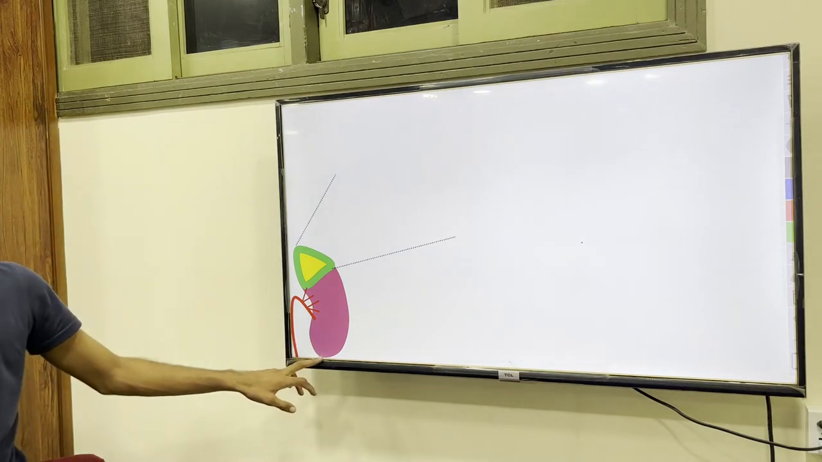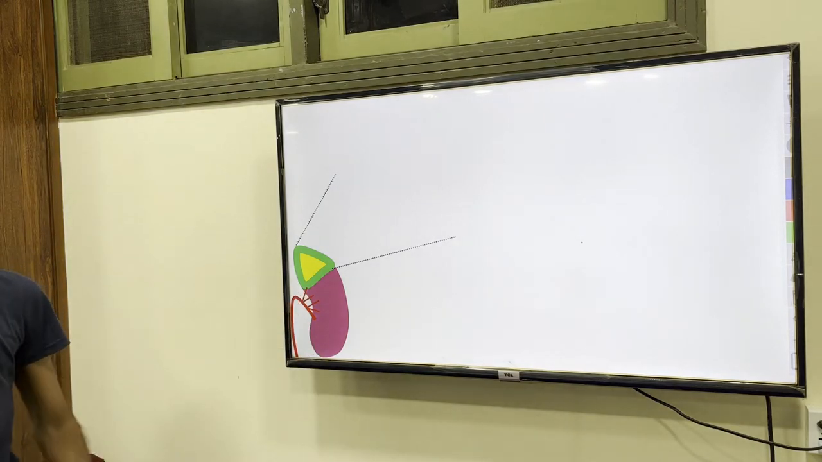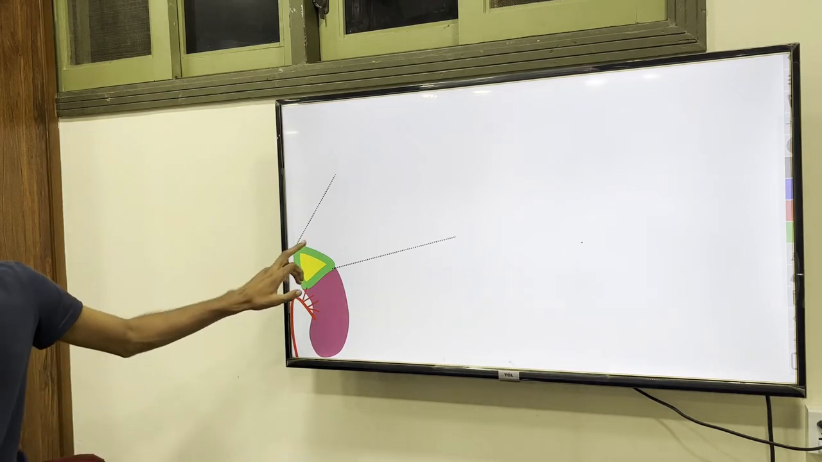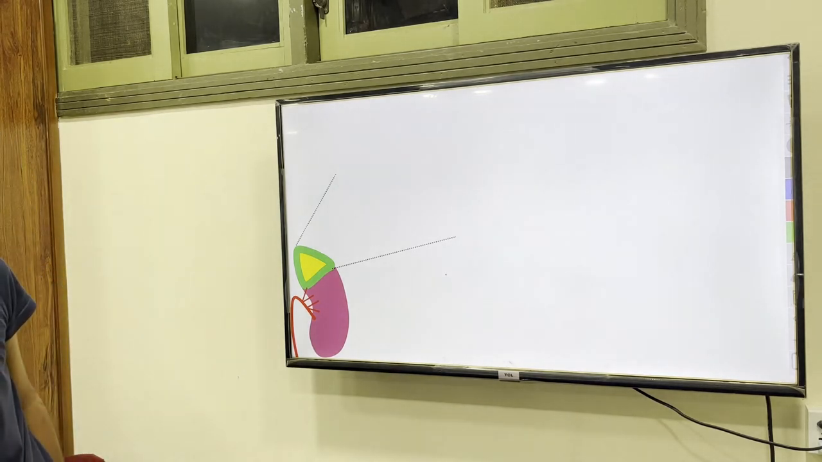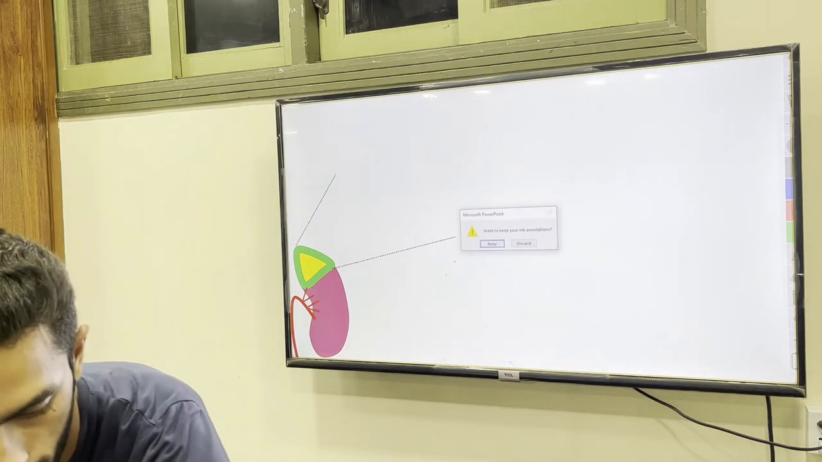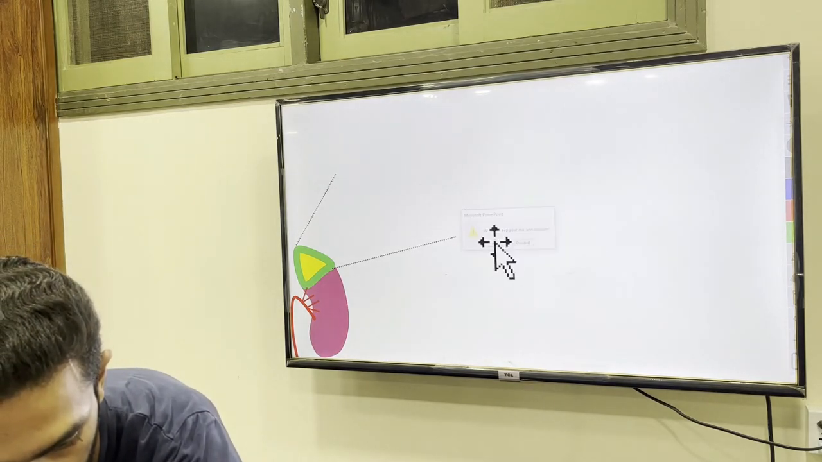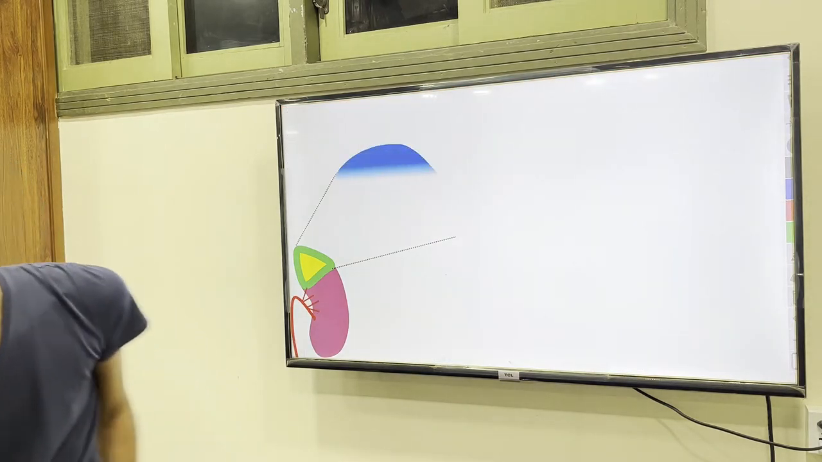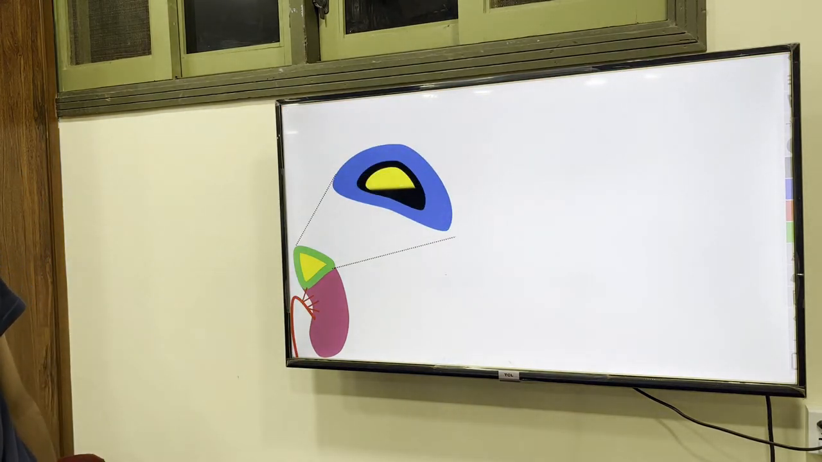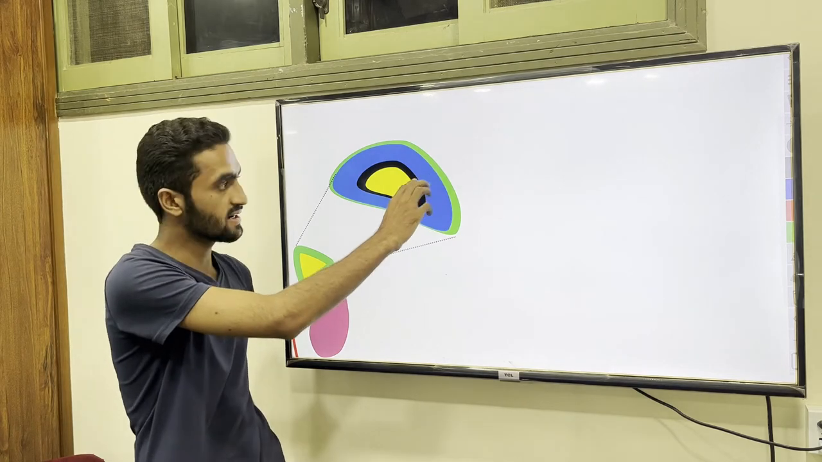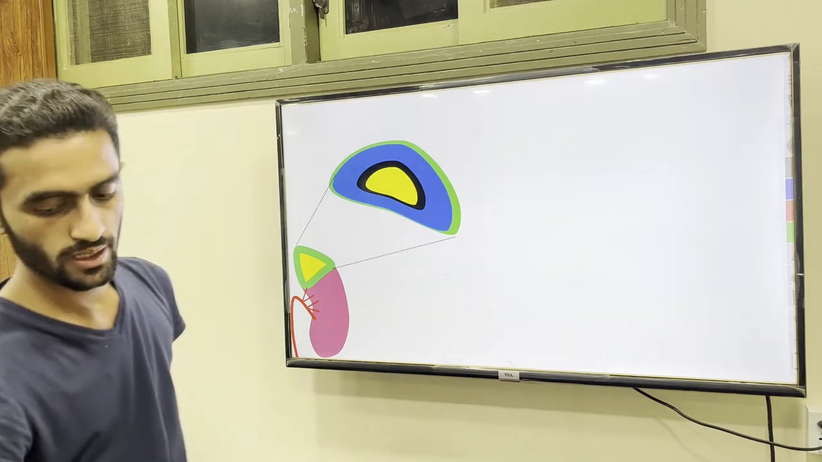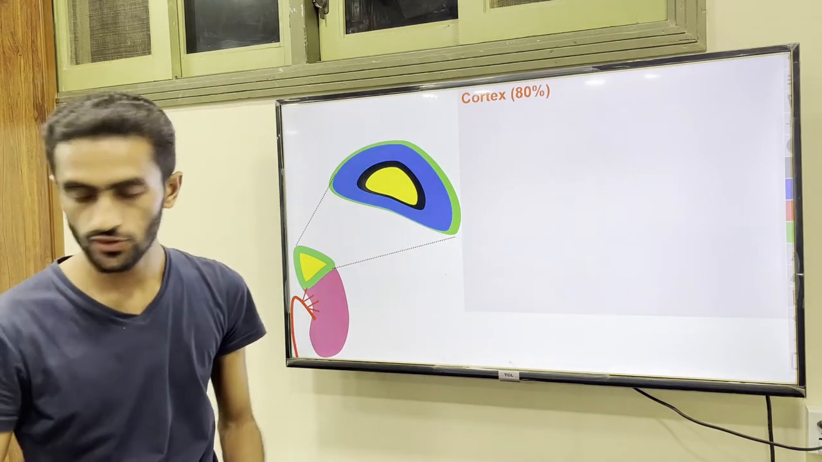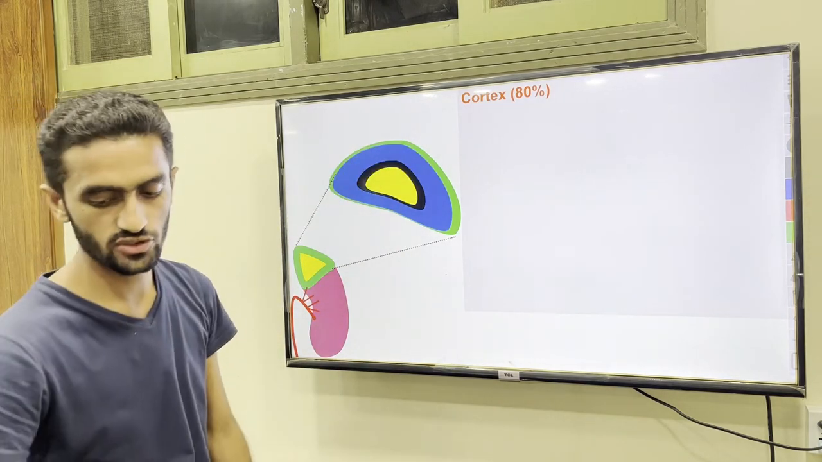Here is your kidney, and this is the suprarenal gland. The middle one is the medulla, the outer is the cortex. These are actually layers. These three layers are the cortex, the green one, blue one, and black one, and the middle is the medulla. The important thing is the histology of this. 80% is the cortex and 20% is the medulla.